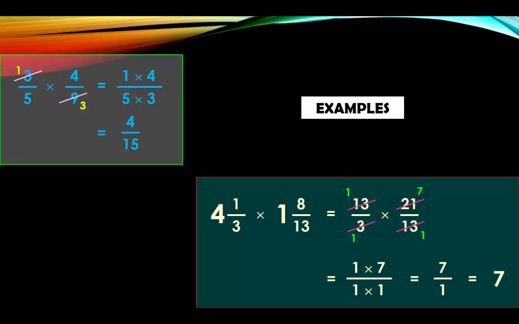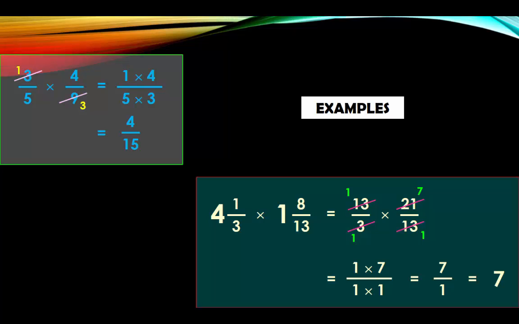Here are some examples. For the first example, 3 over 5 times 4 over 9, you can multiply them directly or you can use the cross-cancelling method. So 3 over 5 times 4 over 9 equals 4 over 14.